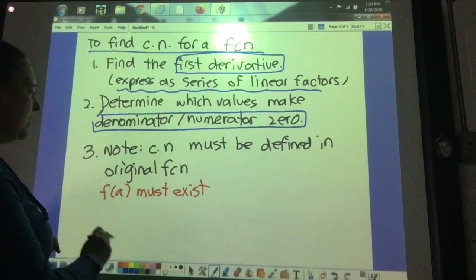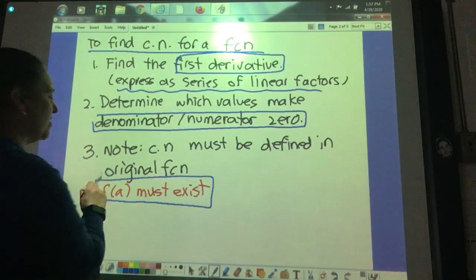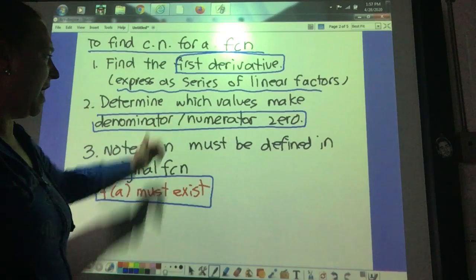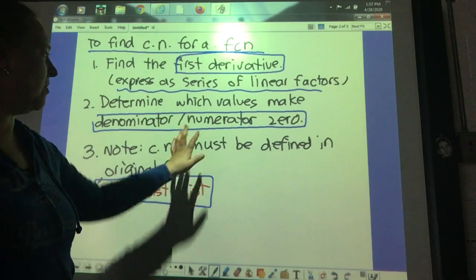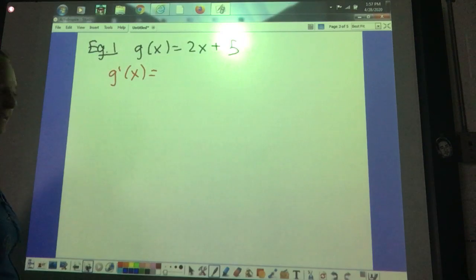Just to make a note, for a critical number to exist, it has to be defined in the original function. So once you have your values, always go back and look, does that value exist in the original? Because not all of your numbers will satisfy it. Okay, so we're just going to try a couple examples together in class.